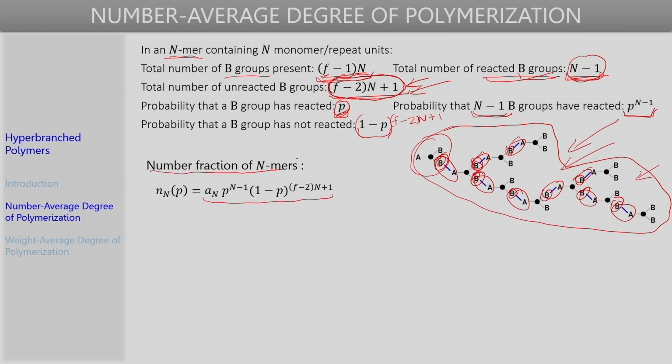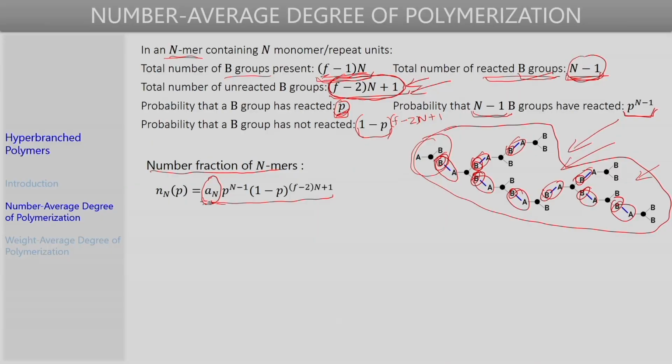So, we said that the product of these two probabilities is a measure of this number fraction, and this extra term a n also comes in here. Apart from the product of these two probabilities that gives the probability of formation of this N-mer, this extra a n term appears because even when an N-mer forms, there are many different ways in which these n monomeric units can be arranged to get different arrangements of the same N-mer. So, this a n takes into account that extra number of arrangements that are possible for these n repeat units or monomeric units to get different arrangements of the same N-mer molecule. So, this a n also we can evaluate.